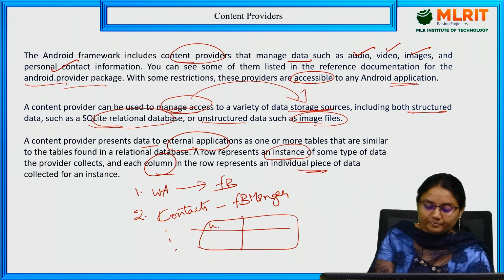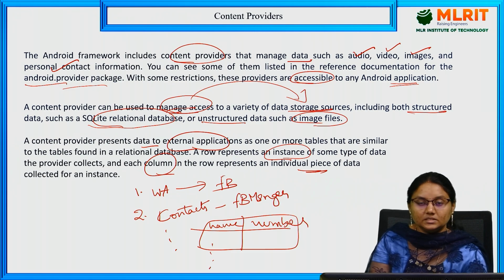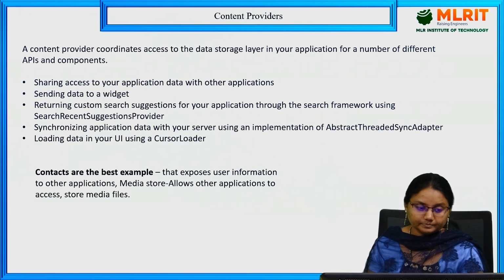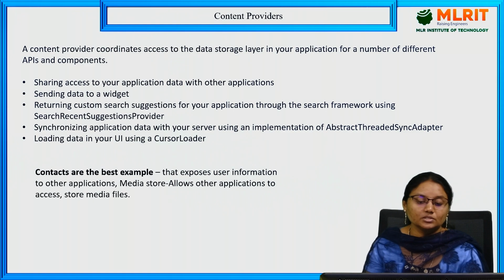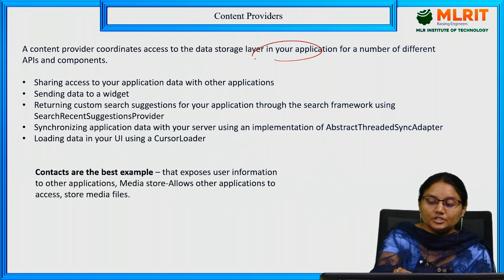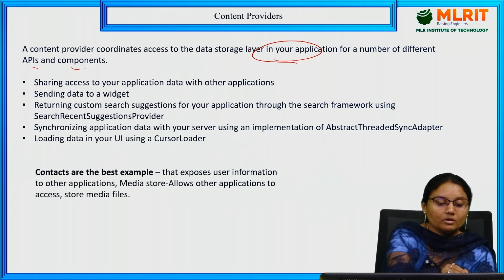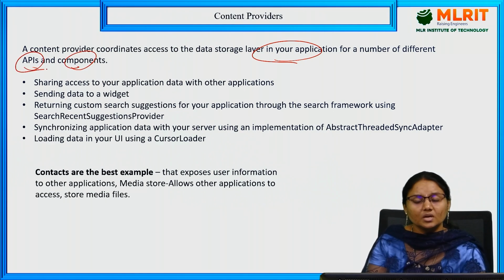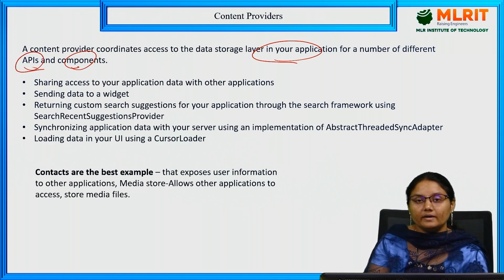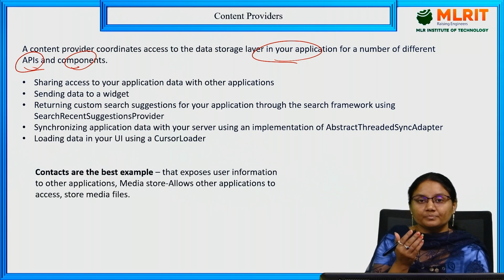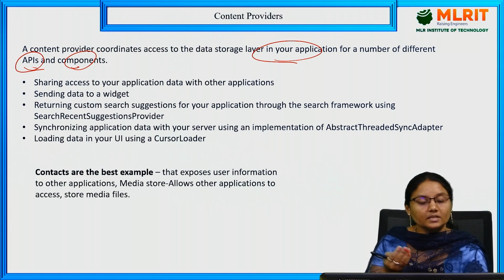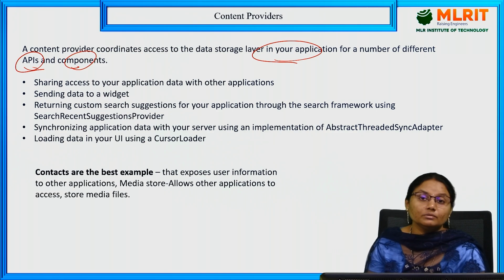So you have name, number. You may have so many data under these columns. All that can be retrieved and sent to the other applications. A content provider coordinates access to the data storage layer in your application for a number of different APIs or components. If you have seen different classes like cursor adapter, these adapter classes can be used with the content provider to access the data.